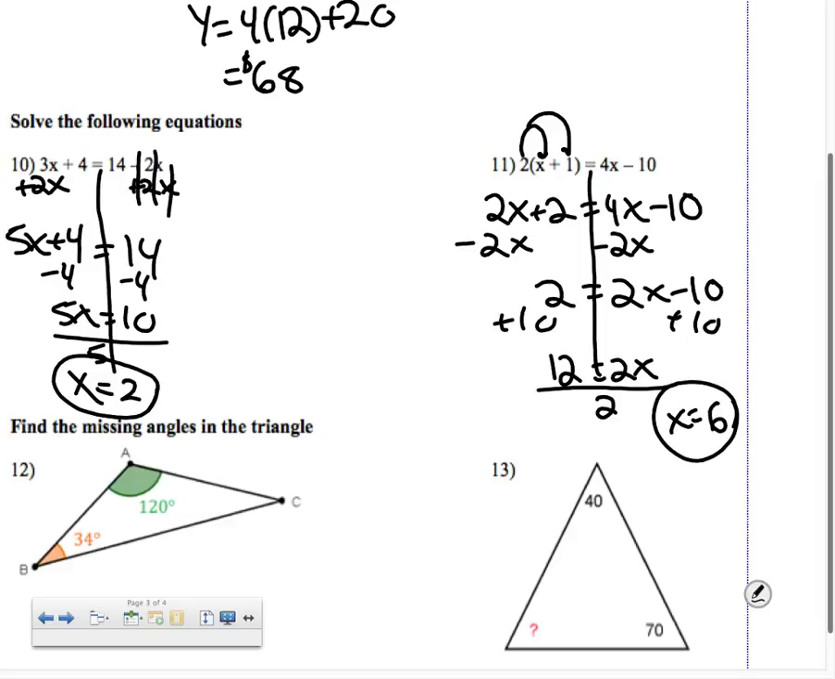Again, once you get your x's on the same side, it's just another equation. You usually add and then divide, or subtract and then divide in most cases. But your goal is to get your x's together first and then worry about moving stuff away.